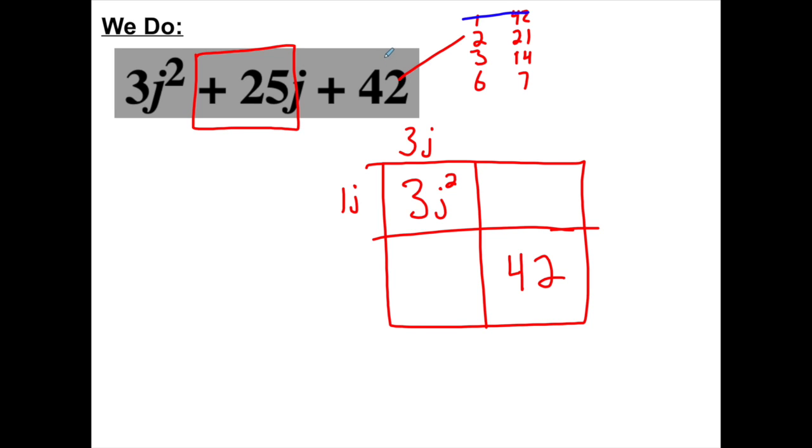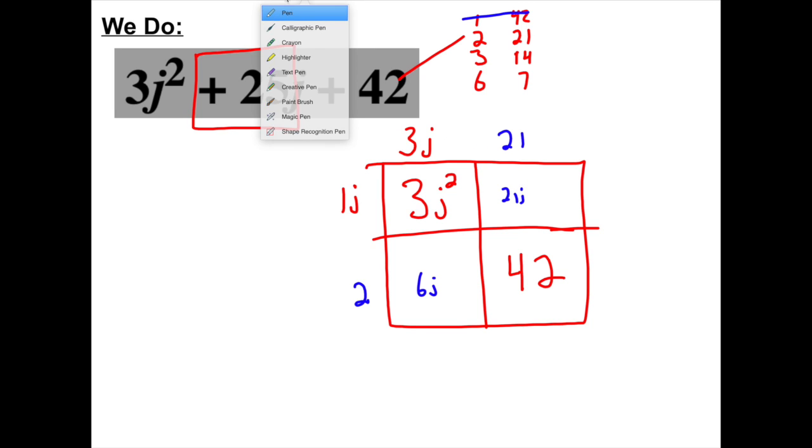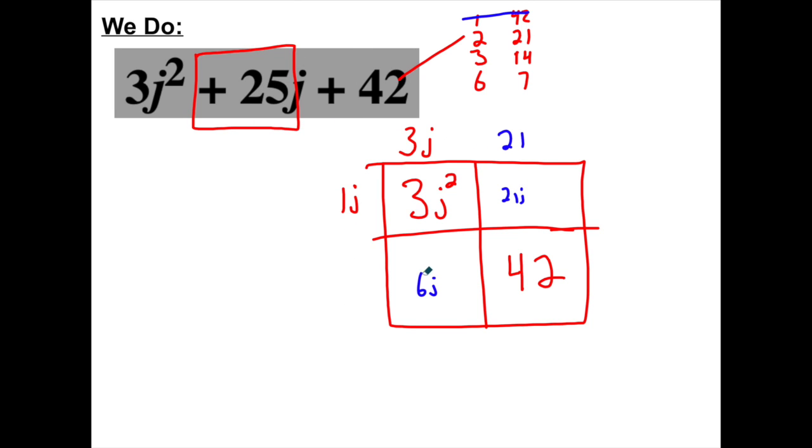Well, 21's close to 25. I don't want to put it with the 3. If I put the 21 here, I'm way over. If I put the 21 here and the 2 here, I get 42. But then this is 6, and this is 21. So I'm at 27. So close. Okay, it's not bad. So now that I know that I'm close, that's okay. Though I can eliminate it, I get closer to the right answer.